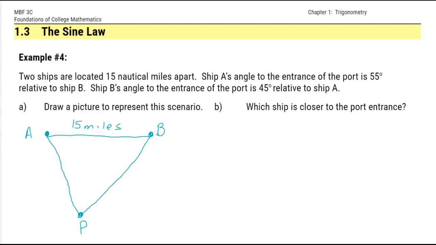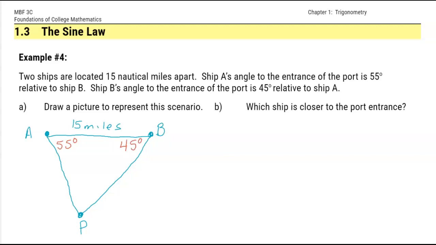Now the next part of this question is saying ship A's angle to the entrance of the port is 55 degrees. So to me, we're talking about this angle right in here. So I'm going to add that information into my diagram. Here, this is 55 degrees. And if I keep reading, ship B's angle to the entrance of the port is 45 degrees relative to ship A. So that means that right here I have 45 degrees.